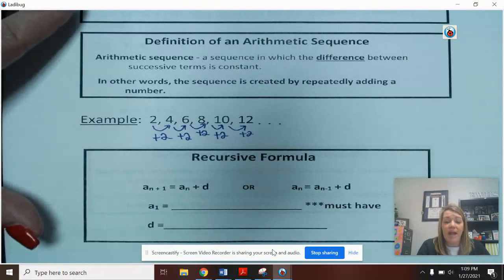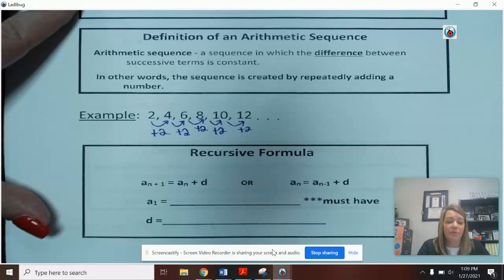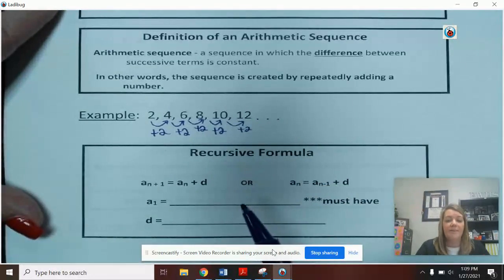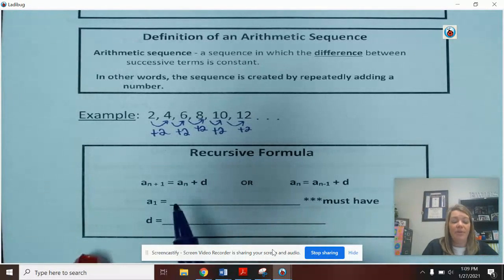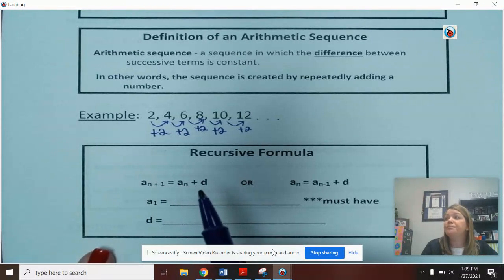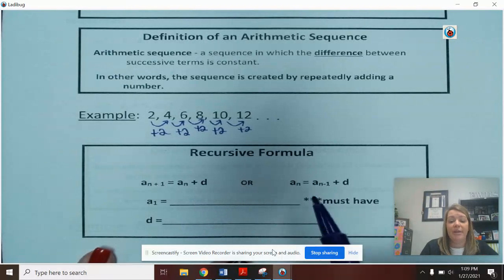Okay, so now we're going to talk about the recursive formula in regards to this arithmetic sequence. The recursive formula can be written 2 ways. It can either be written a sub n plus 1 equals a sub n plus d, or it can be written a sub n equals a sub n minus 1 plus d. So I wanted to show you both versions.